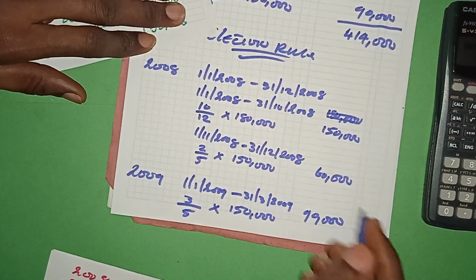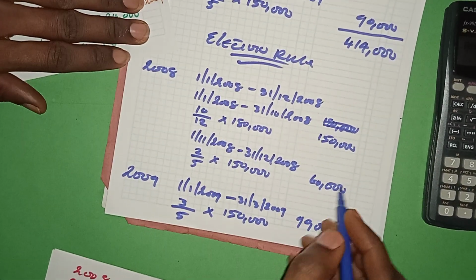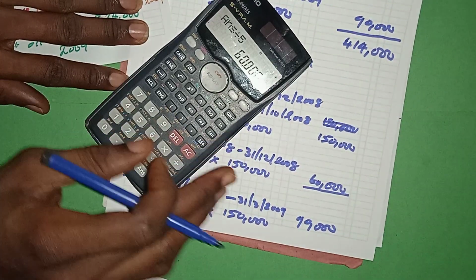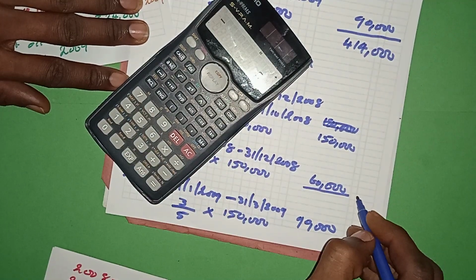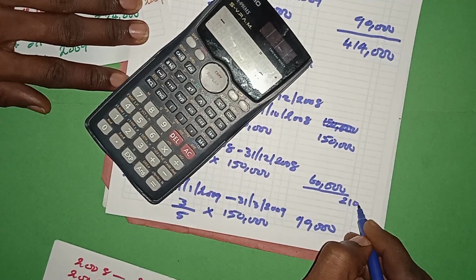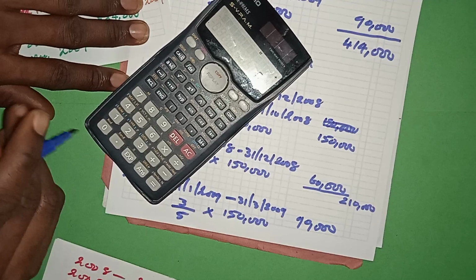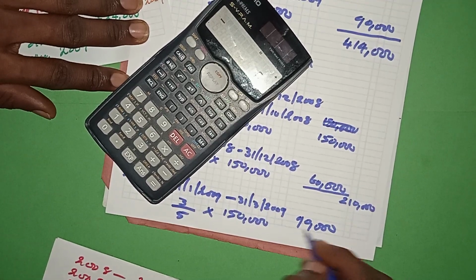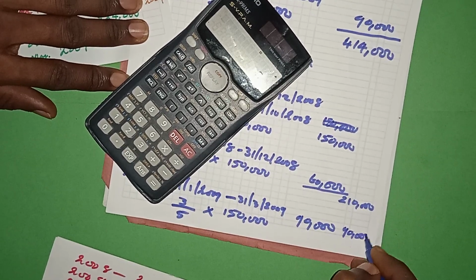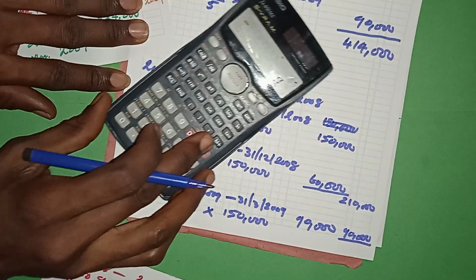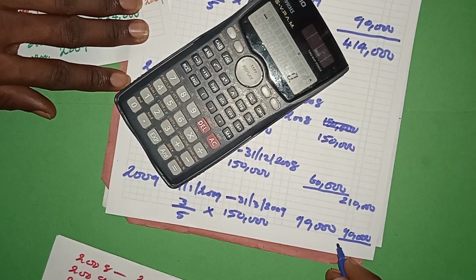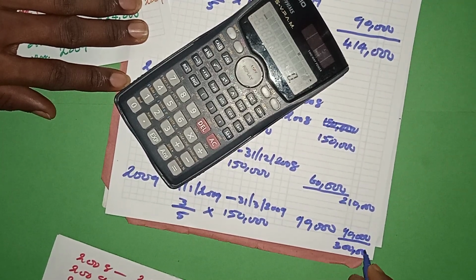Now sum these two together. 150, 90 will give you 210. Let me put it here. Will give you 210, and here will give you 90 because I want to sum the two. 210 plus 90 will give you what? 300,000.